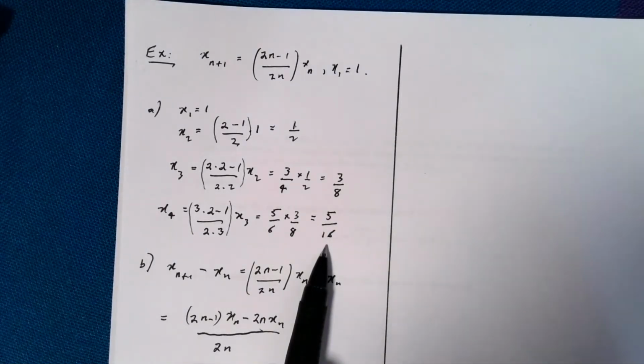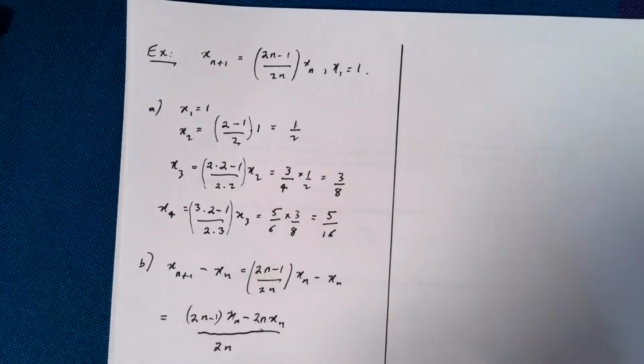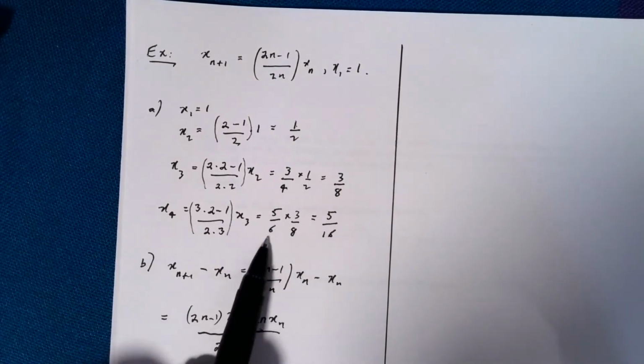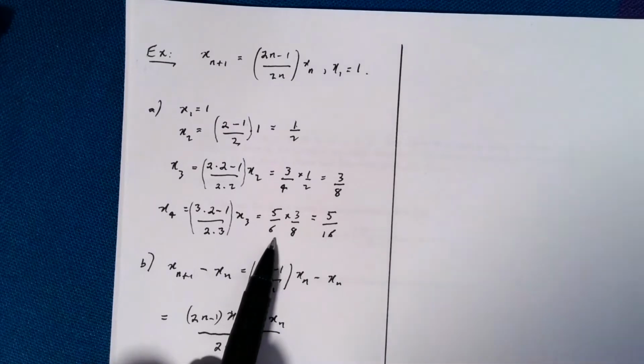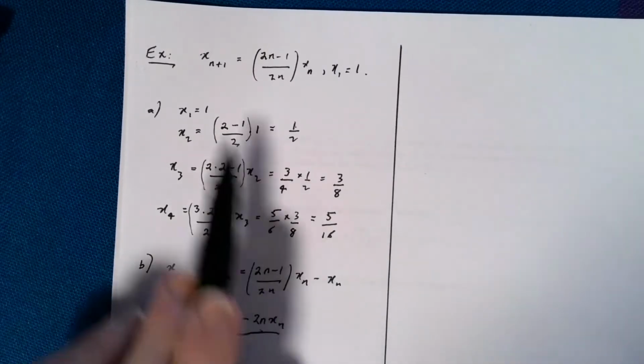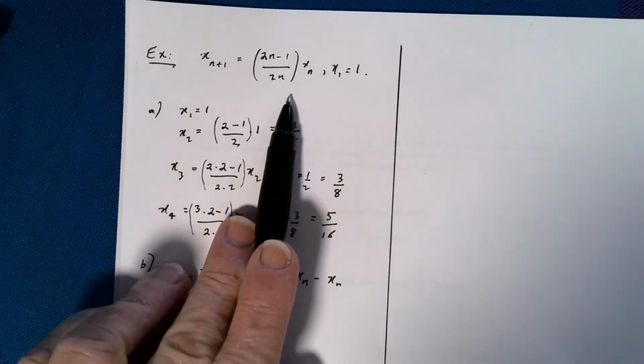Now, if you look at these numbers, the 3 goes into that twice, so I get 5 on 16. And you can see these fractions are getting smaller. And that's the next part now. We want to prove that the terms of this sequence are getting smaller. That is, it's a decreasing sequence.